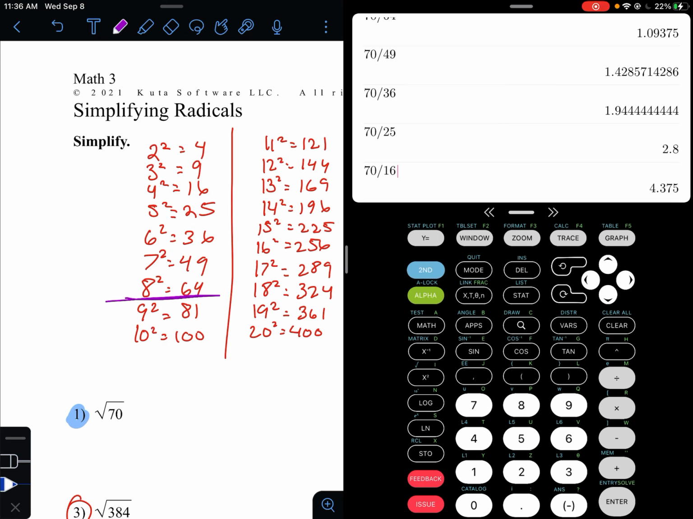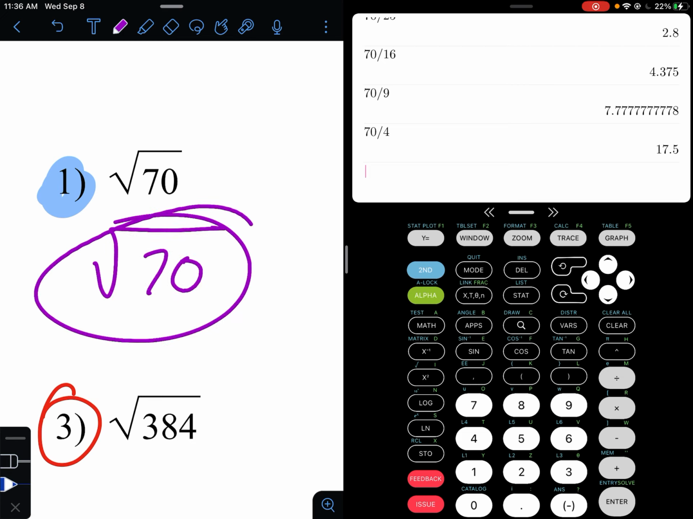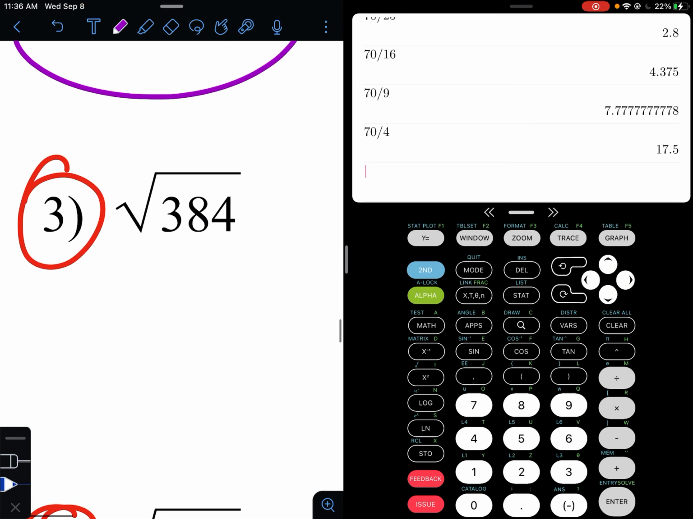70 divided by 16, does not work. 70 divided by 9, does not work. And 70 divided by 4, did not work. So none of these worked. So guess what? You actually cannot simplify this at all. This guy would just stay as root 70. If there's no perfect squares you can pull out of it, it's got to stay like that. All right? So I want you to go ahead and try number 3 here.